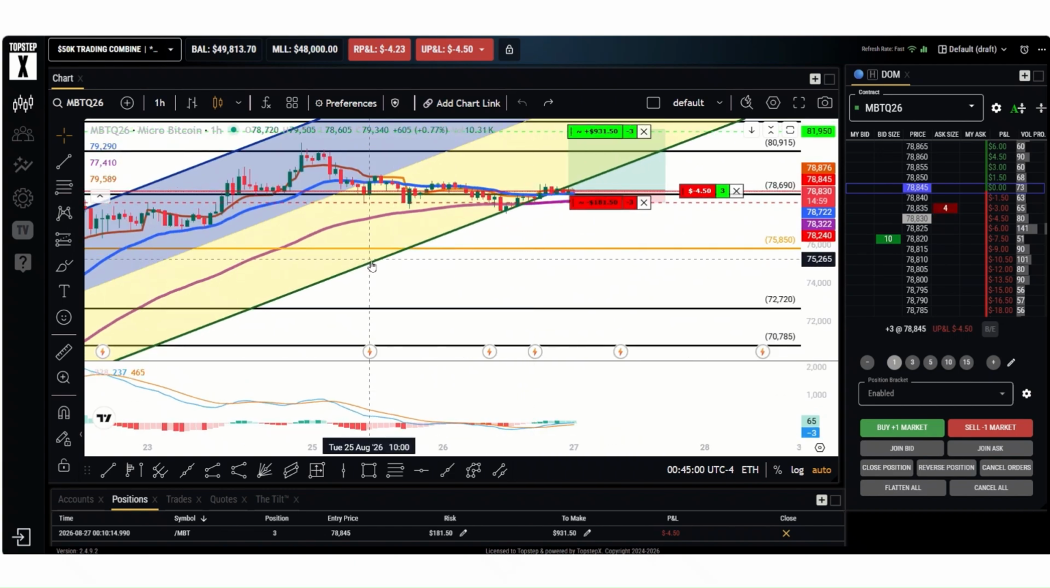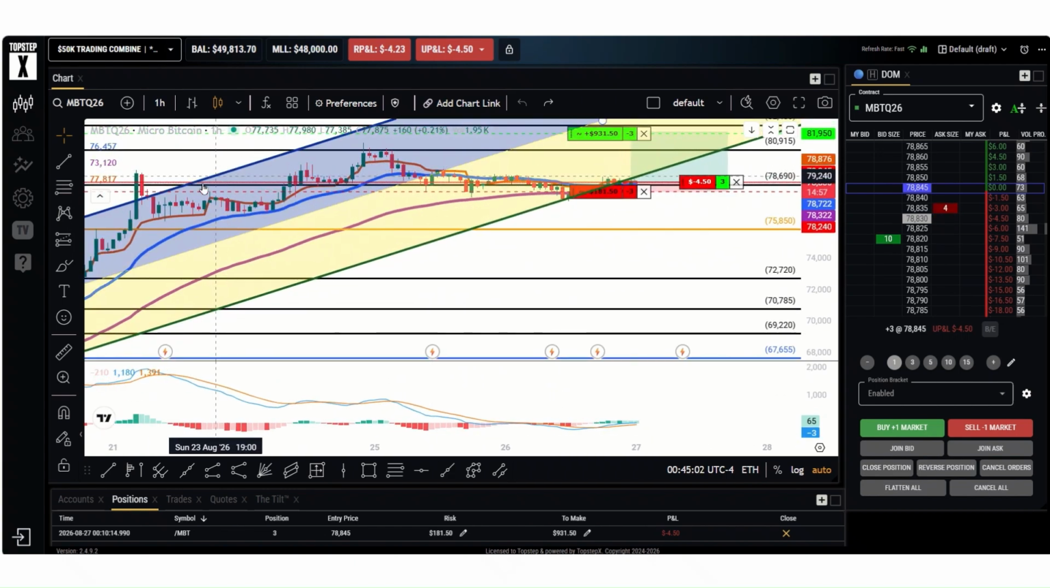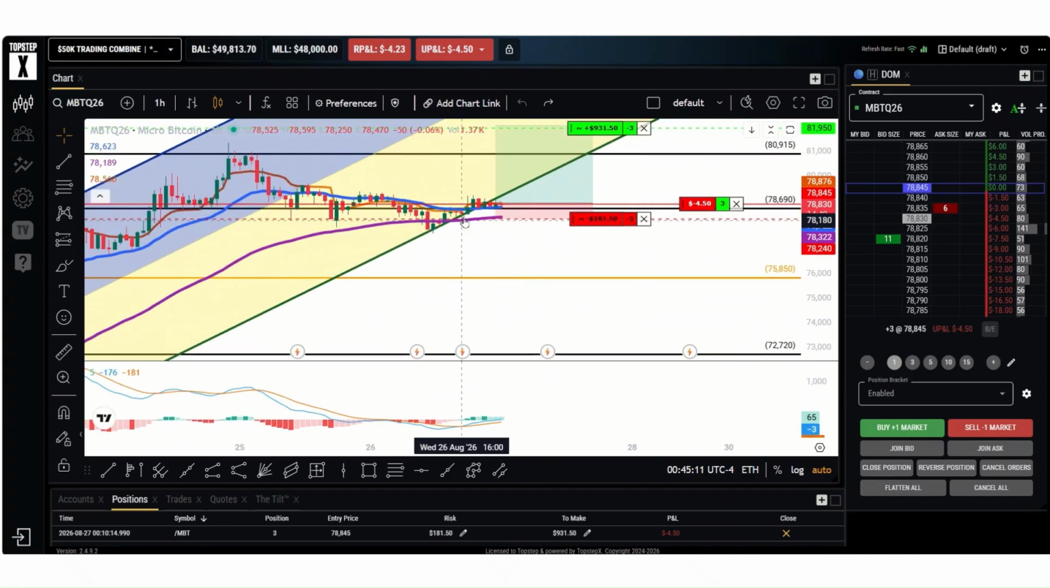We can see that price has traveled literally the width of this channel. So it's essentially running out of room from my perspective. So either price is going to break to the upside or there's going to be profit taking, and then price is going to come back down, retest 75,850, worst case scenario.